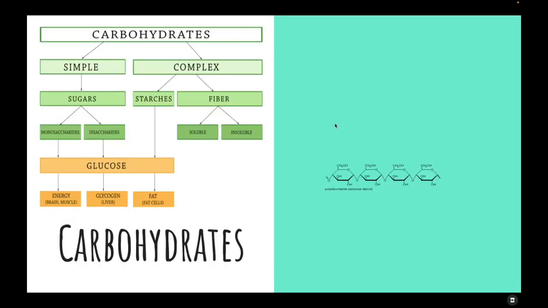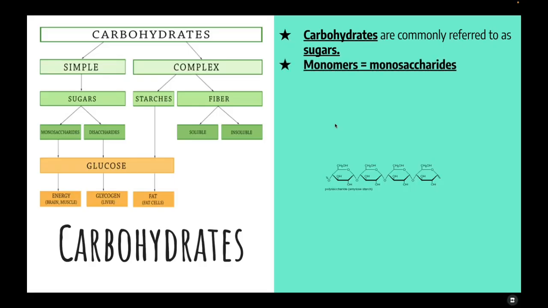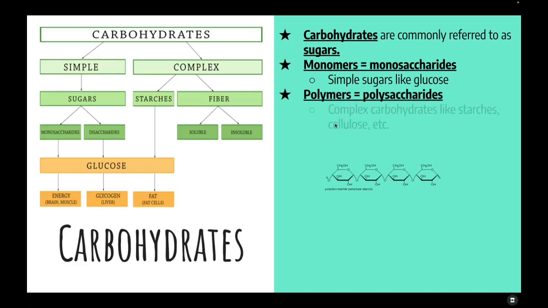All right, let's talk about carbohydrates. Carbohydrates are commonly referred to as sugars, as we mentioned. They're made up of monomers, so monosaccharides. Many monosaccharides are going to join together to form polymers. An example of a monosaccharide is a simple sugar like glucose. And when monomers join together, the polymers are called polysaccharides. An example of that are complex carbohydrates like starches, cellulose, etc.